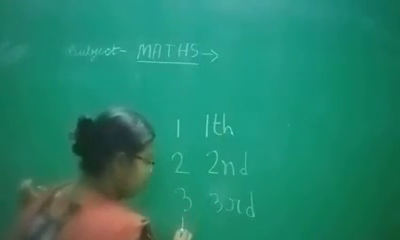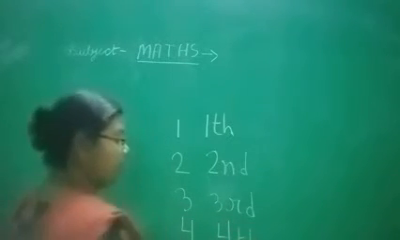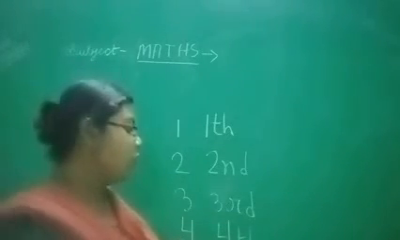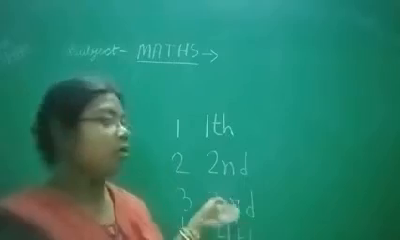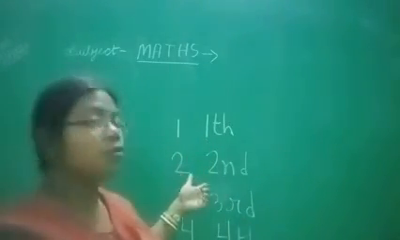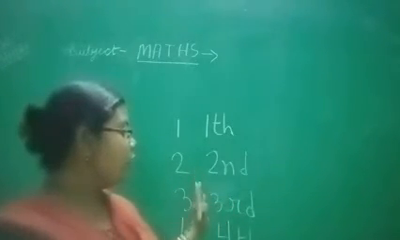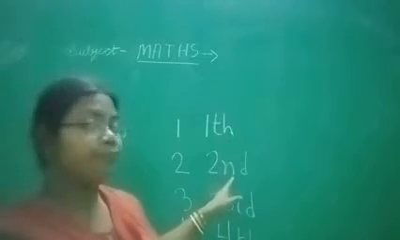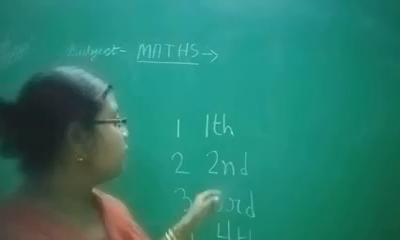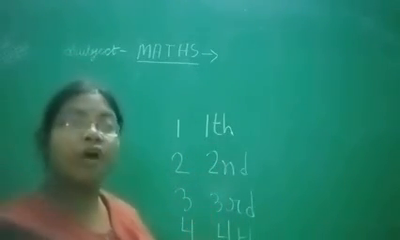See this one? 4. This is 4 and this is fourth. This is 1, this is first. This is 2, this is second. This is 3, this is third. When we are writing this with the alphabets also, it is first, second, third, fourth.